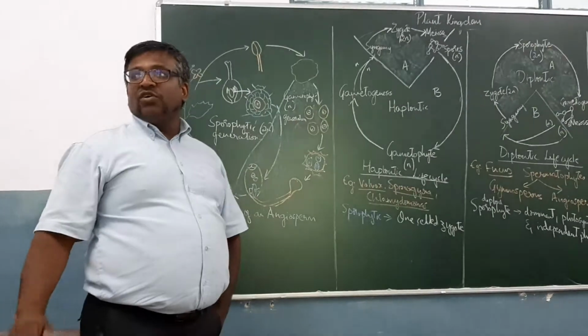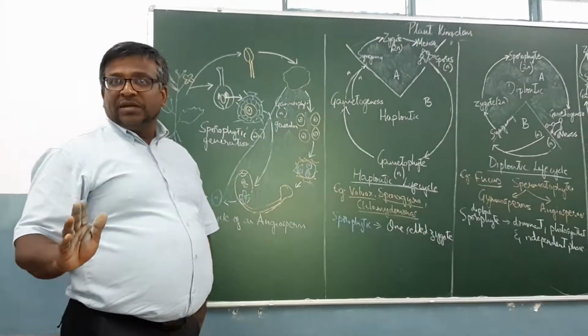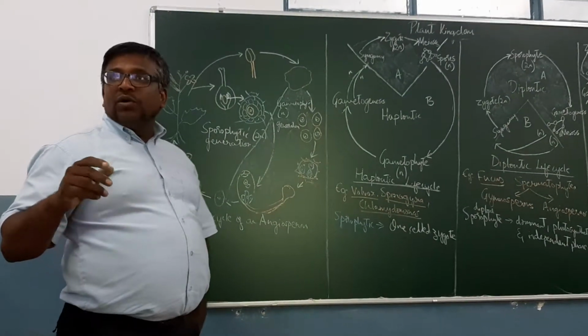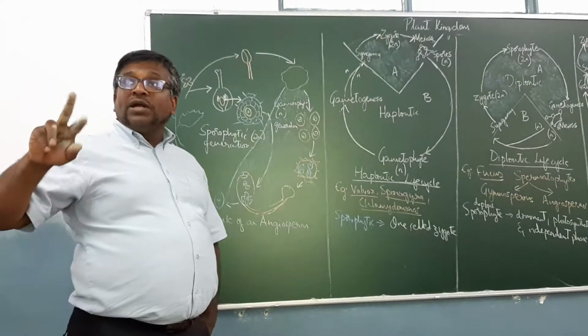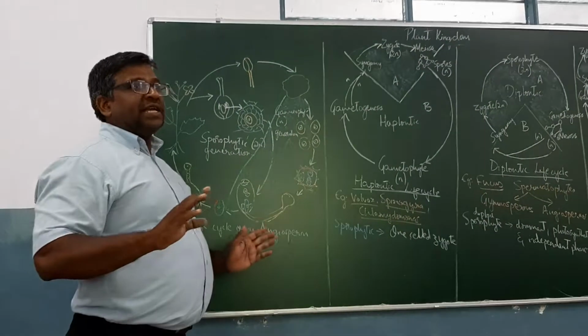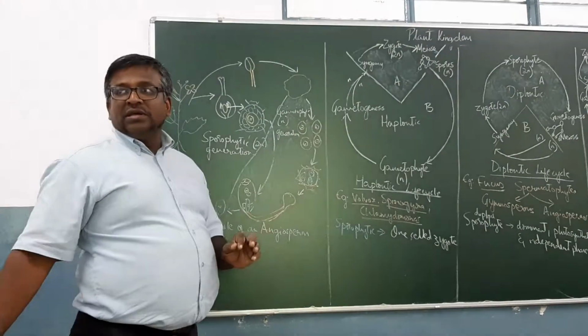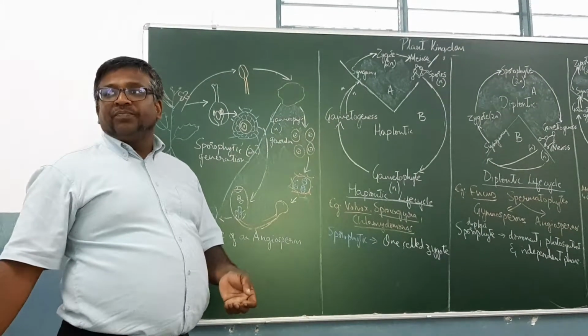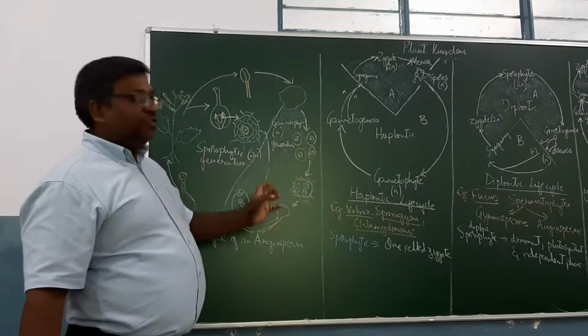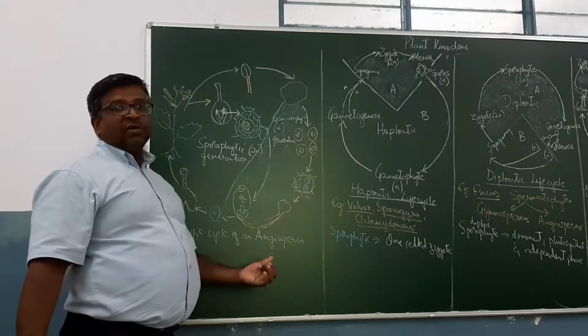General characteristics of angiosperms, double fertilization, I told you about. Then I had also told you about the differences between monocotyledons and dicotyledons. We'll be studying them in further detail in the morphology of flowering plants. Already I have studied about it. Now, the life cycle of angiosperms is what we had left out there.